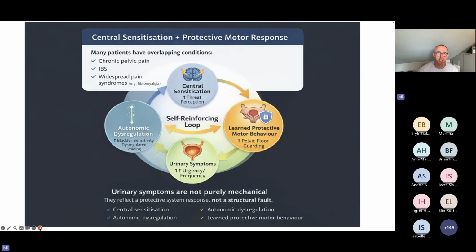So central sensitization is really important in these patients because they often have overlapping conditions where they have chronic pelvic pain, they have irritable bowel syndrome, widespread pain syndromes like fibromyalgia. Central sensitization arises because of increased threat perception. They then learn protective motor behavior, which gives us pelvic floor guarding. That causes more urinary symptoms, urgency, frequency, and that feeds into autonomic dysregulation. So urinary symptoms aren't purely mechanical. There's a reflexive protective system response, not necessarily a structural fault in these patients.